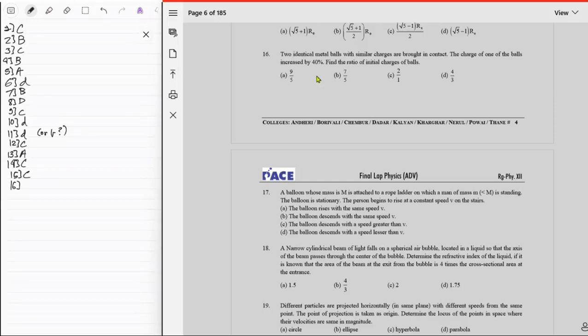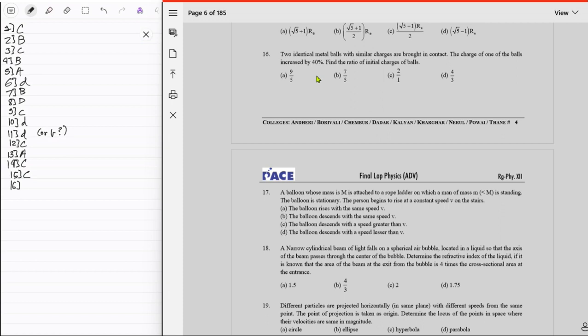Second question. Two identical metal balls with similar charges are brought in contact. The charge of one of the balls increased by 40%. Find the ratio of initial charges of the balls. Wait, identical balls है ना? So जब तुमने contact में लाया तो वो Q upon Q upon ऐसा हो गया होगा, right? So yeah, similar charges are brought in contact.